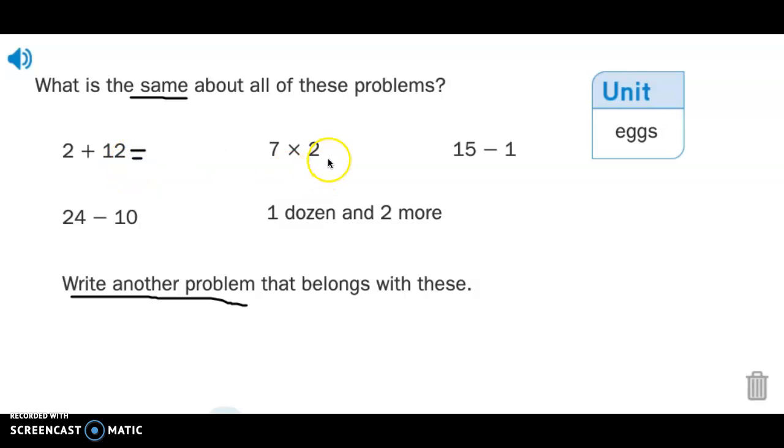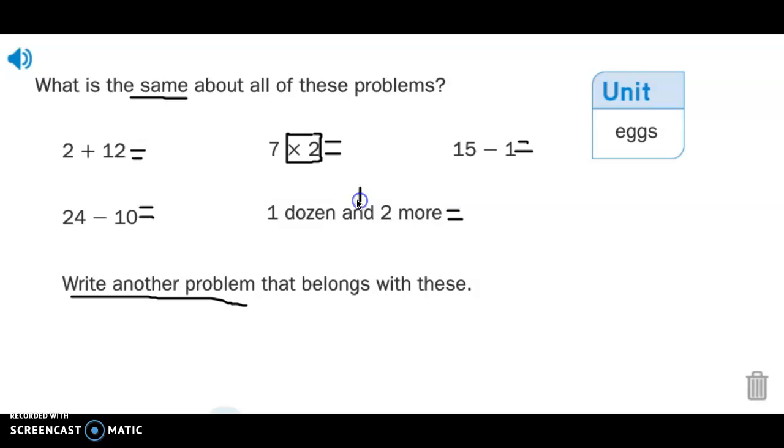2 plus 12, what does that equal? 7 times 2, or 7 doubled. 7 plus 7, 7 doubled, equals what? 15, take away just one more, equals what? 24, take away 10, take 1 away from that tens position, and then 1 dozen and 2 more.